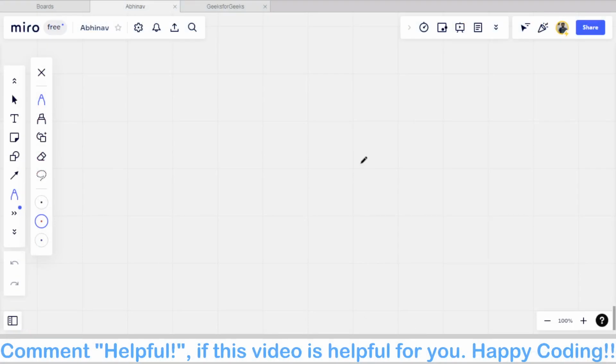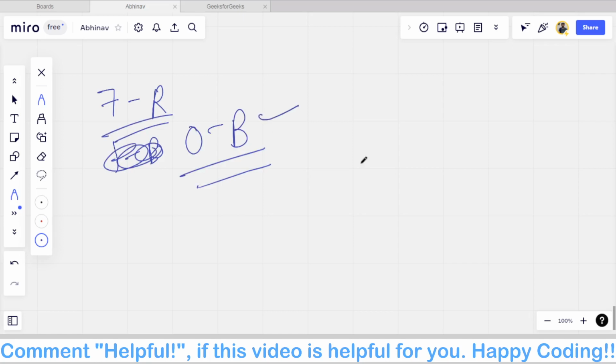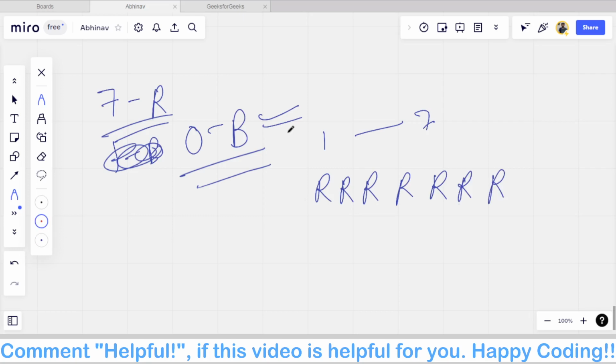So for example, there are 7 R wins. Sorry, let me first set up. There are 7 R's, and for example, 1 B. Or you can say, start from 0. We have 0 B's. I don't know whether 0 is in the constraints or not, but we are just taking an example. So in that case, in all the matches from 1 to 7, R is winning. R, R, R, R, R, R, R. There are 7 R's. This is when the value of B is 0.